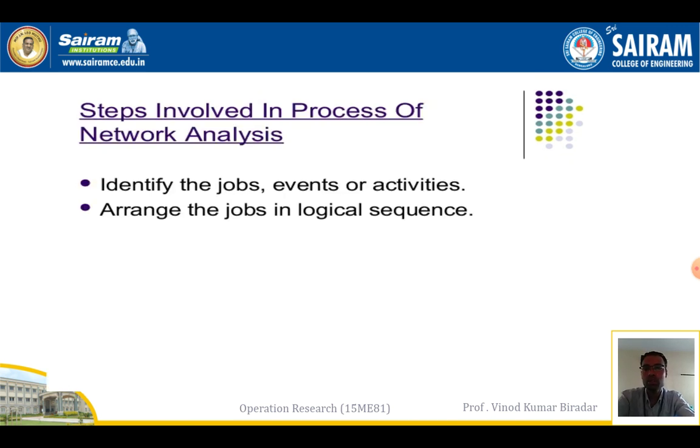Next, how to solve a network analysis problem. Normally we have two steps. The first one is to identify the jobs, events, activities. Before solving the problem, we must identify which job, which events and which activity it belongs to. Event and activity are both the same. First we have to identify that from the given question. The next one is to arrange the jobs in a logical sequence. You have to arrange the given problem in a sequence, which is called a logical sequence.